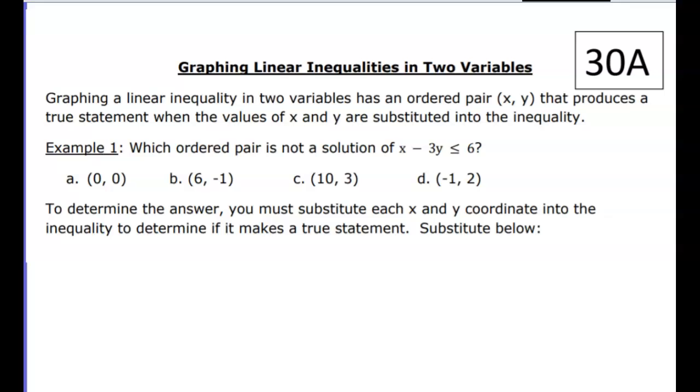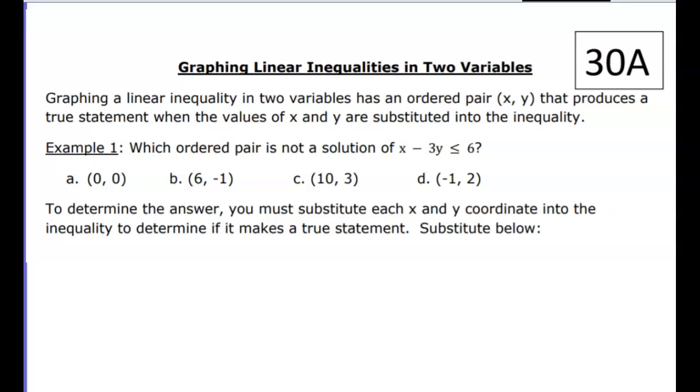Guys, welcome back. Today we're going to learn how to graph linear inequalities in two variables. So this is an extension of what we did last class where we actually work with just one variable. Now we've got two variables, so these are actually going to be equations of lines.